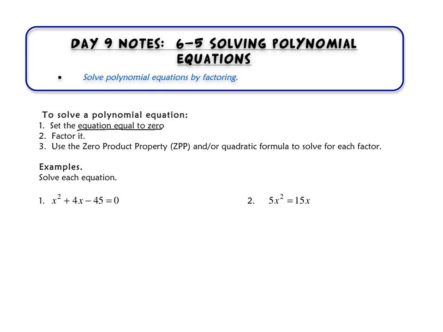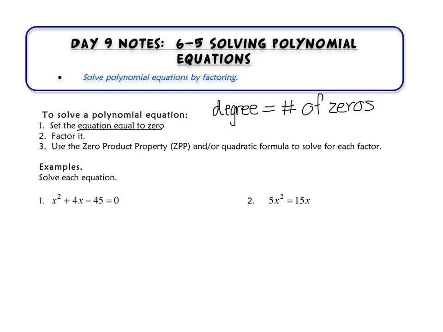Now one thing I do want to mention is that the degree of the polynomial, whatever that degree is, equals the number of zeros that a polynomial will have. So if you have a polynomial to the second power, it's going to have 2 zeros. A polynomial to the third power is going to have 3 zeros, and so on. Some of those zeros will be repeats, and some of those zeros will be imaginary numbers.